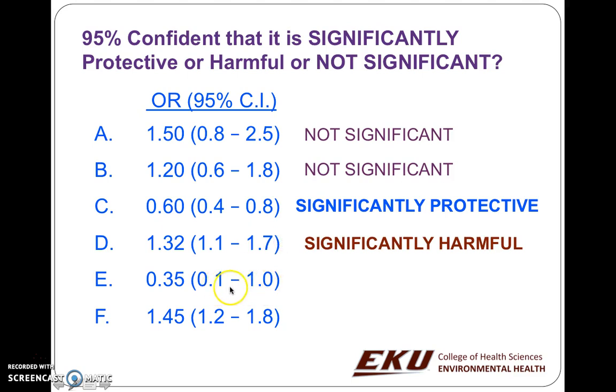This one is a borderline one, 0.1 to 1.0. 1 is actually included in the confidence interval. This is definitely protective. That is not harmful, but it's right on the edge. It's borderline protective. We'd have to look at the p-value to make an actual determination. If it's 0.05, then it's not significant. If it's 0.049, it's significant. If it's 0.051, it's not significant. The last one, letter F. 0.12, that's harmful. 1.8, that's harmful. The whole range is above 1. The whole thing is harmful. There is a significant effect. It is significantly harmful.